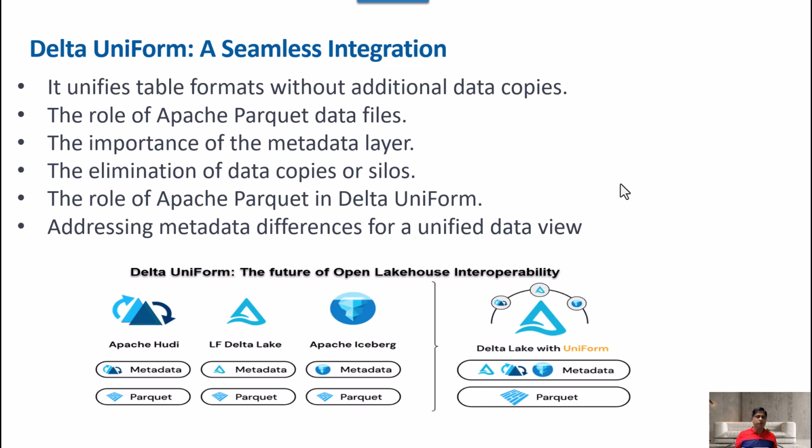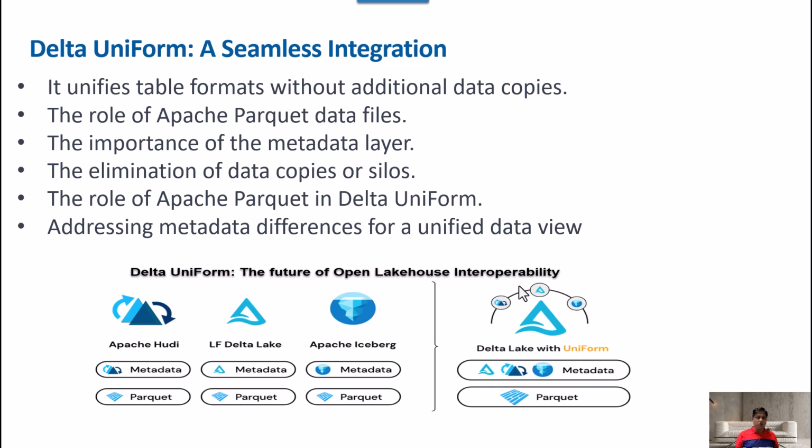First of all, it unifies the table formats without any additional data copies. It does so because at the base, it is a Parquet format. Apache Hudi creates its metadata on top of the Parquet file. Linux Foundation Delta Lake again creates its own metadata on top of the Parquet file. And Apache Iceberg again creates its own set of metadata. But Delta Lake with UniForm creates a metadata which is compatible with all three ecosystems, and that too again on top of the Parquet file format.